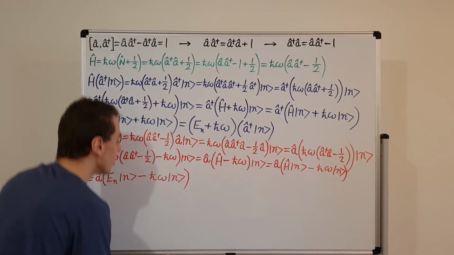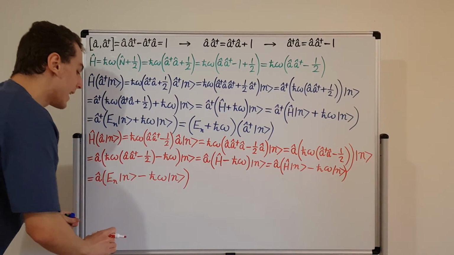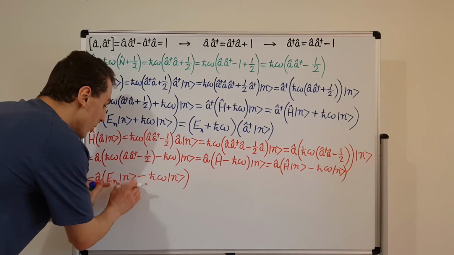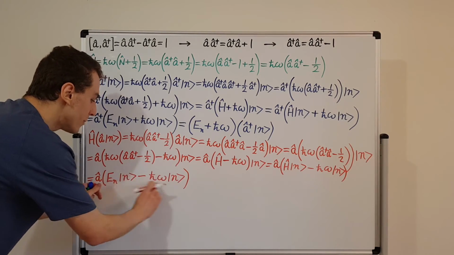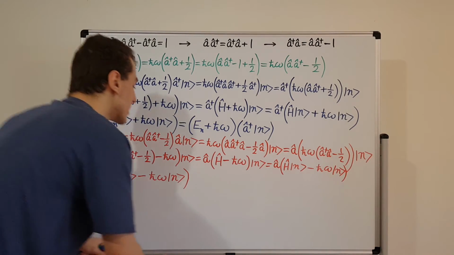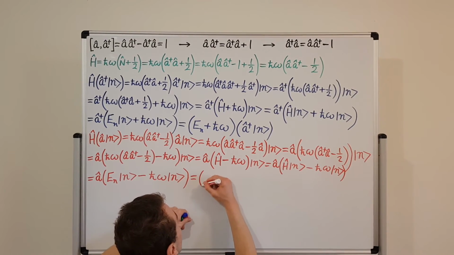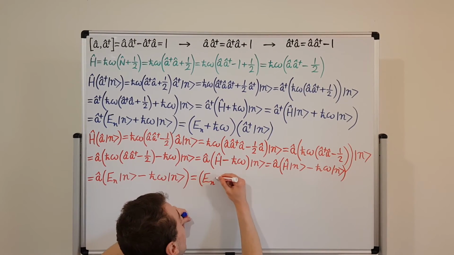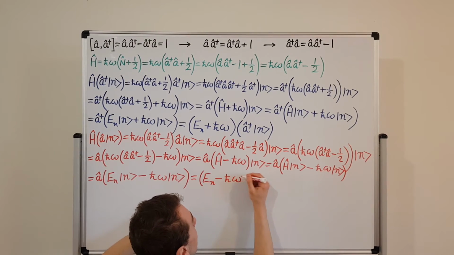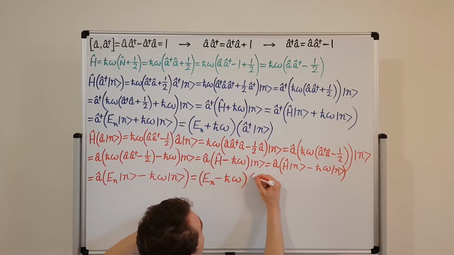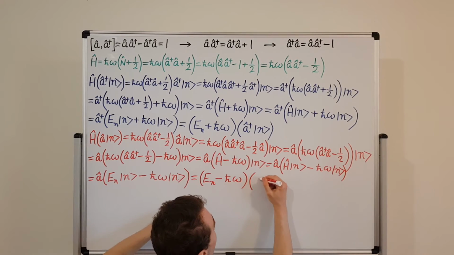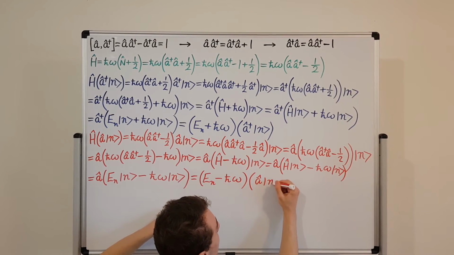Now, let's have a look at what we can do with this. We can take all of these guys. These guys are both acting on the same ket. So we can group these guys together. They're just a numerical constant. And that numerical constant is going to be the eigenvalue of interest. It's going to be E sub n minus h bar omega. And all of that is going to be acting on the combination A, and then we have this ket.